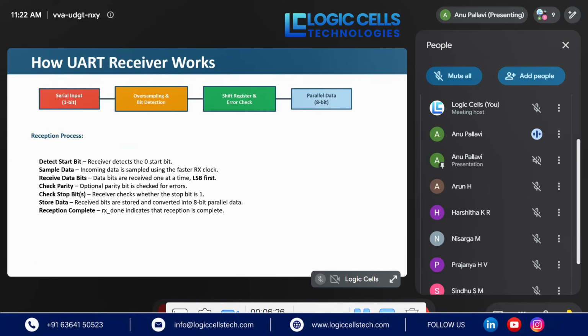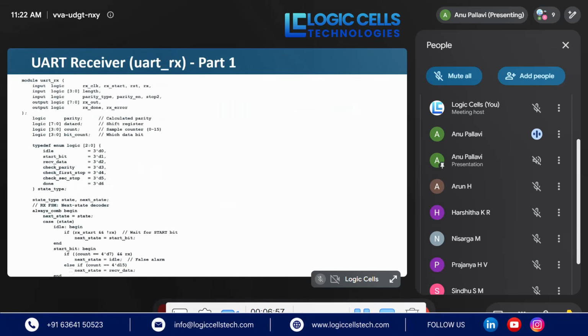Then the receiver performs the reverse operation of the transmitter. First, it detects the start bit, which is 0. Then it samples the incoming serial data using the faster RX clock. Then the data bits are received one by one starting from the LSB. The received data are stored in the shift register. If the parity is enabled, the receiver checks the parity. It also checks the stop bit or bits. Finally, the received data is converted back into parallel data, and RX done indicates that the reception is done.